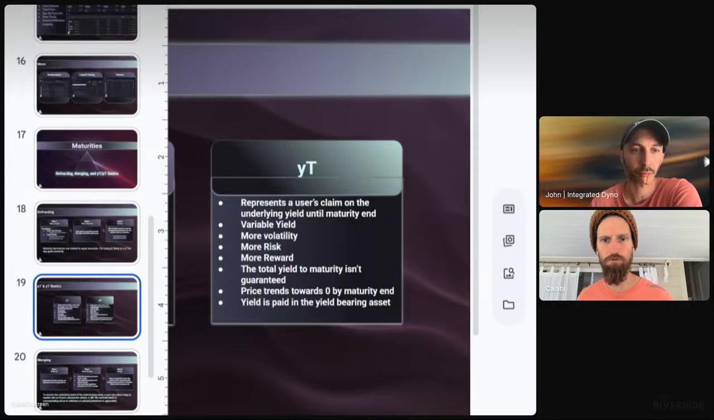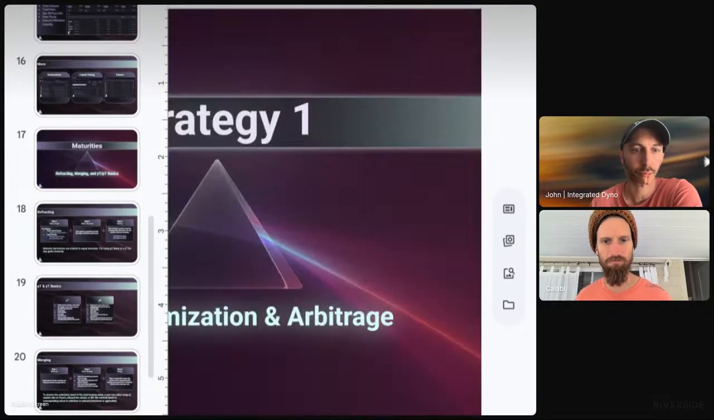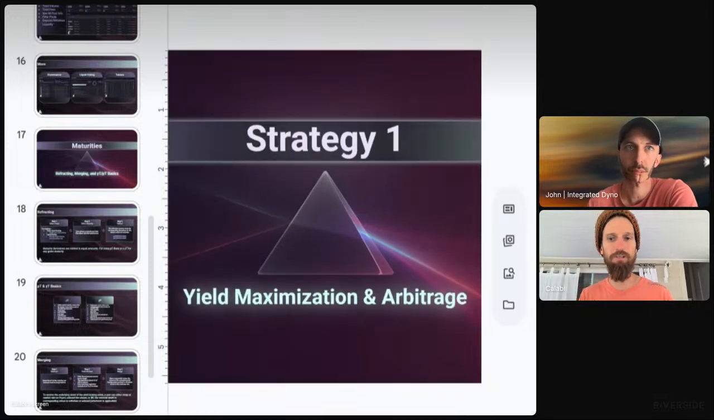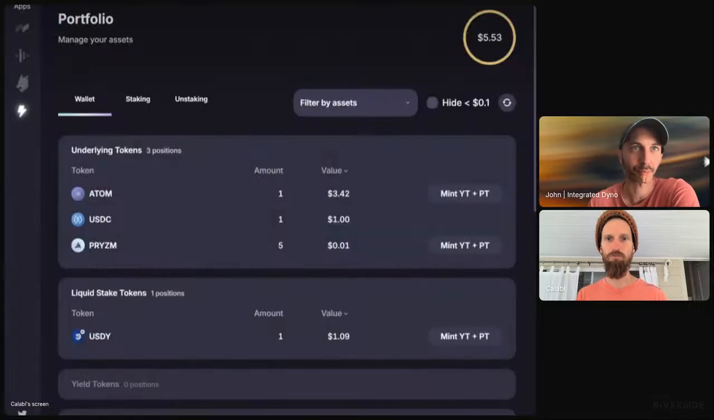All right, I'm going to switch over to Pryzm. If y'all have the sheet, we're going to go to strategy 1. I'm calling it yield maximization and arbitrage. This is a mostly simple strategy. I think it's accessible to most.